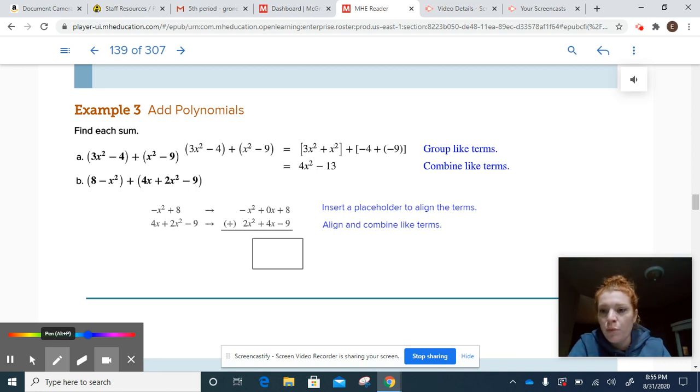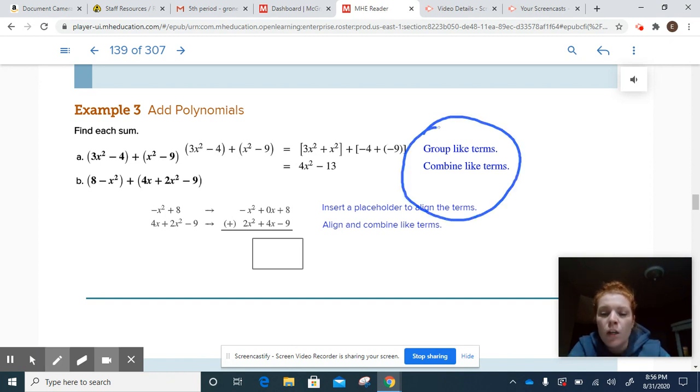We are on to example 3 of 10.1, which is adding polynomials. And that is something that you should have learned about in algebra. We'll go ahead and go over it anyway. So if it's something that's familiar to you, you can go ahead and skip this video.